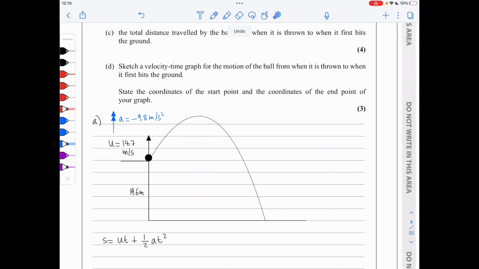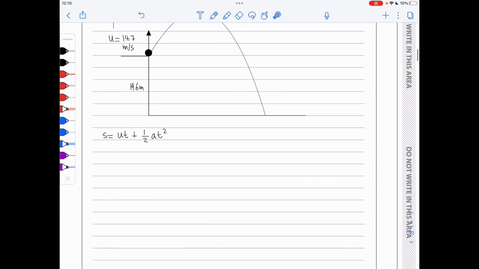So I'll be using s is ut plus a half at squared. So s, minus 19.6, is equal to 14.7t plus a half times minus 9.8 t squared. This leads to minus 19.6 is 14.7t minus 4.9t squared, and therefore we get that 4.9t squared minus 14.7t minus 19.6 is equal to 0. I will be using the quadratic formula here.